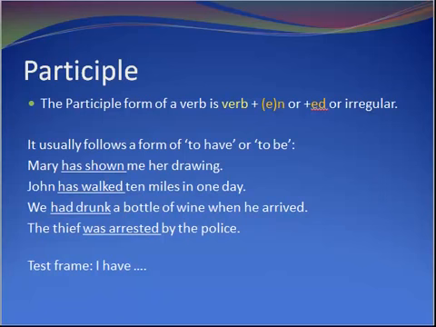The thief was arrested by the police. Here we see a participle form of arrest following was, and this is a passive sentence, so we could say the police arrested the thief. So it's a useful test frame for seeing if you're dealing with a participle to say I have... I have shown, I have walked, and what follows have then is a participle.